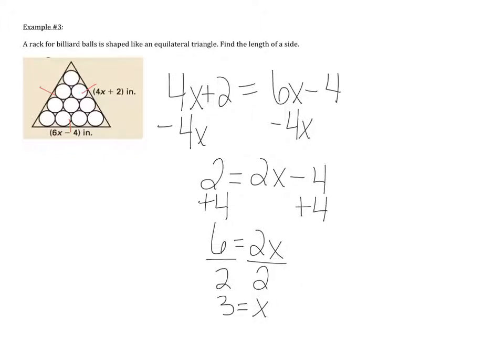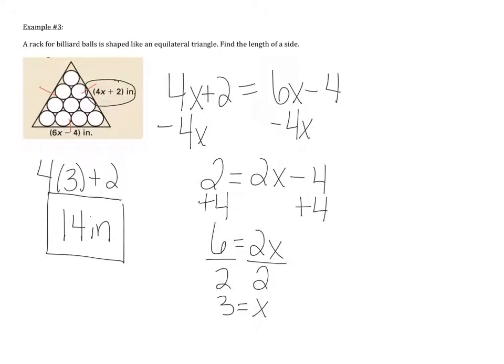So now all we have is x. Knowing that x equals 3, we can now plug that into either side, the 4x plus 2 or the 6x minus 4. Since the sides are equal, it doesn't matter, and we should get the same answer no matter what. Let's just pick the one that maybe looks a little bit easier, 4x plus 2, and substitute that 3 in for the x. 4 times 3 is 12, and 12 plus 2 is 14. So each side would be 14 inches long.